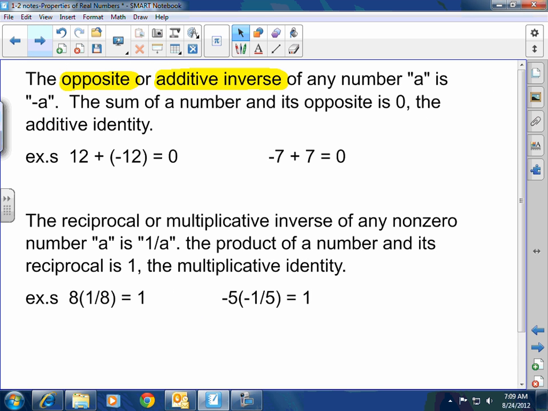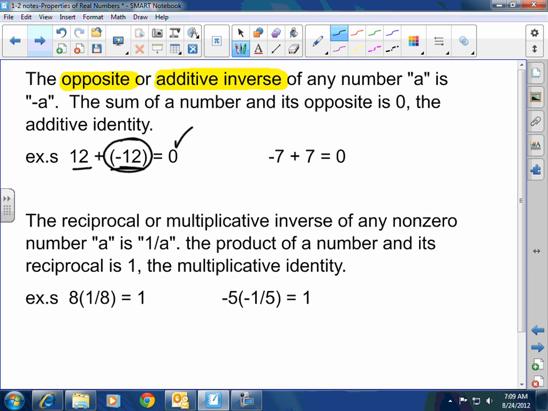Okay, now let's talk about some inverses. The opposite, or the additive inverse of any number a is negative a. And the sum of a number and its opposite is going to be 0. That is called the additive inverse. So for example, when I have 12 plus a negative 12, the additive inverse of 12, the sum will be 0. Negative 7 plus the additive inverse of negative 7, which is positive 7, will equal 0.